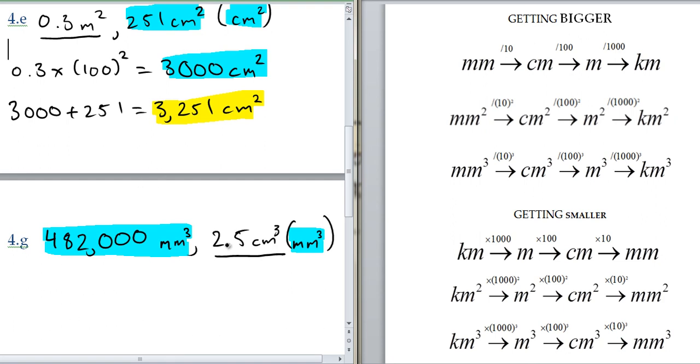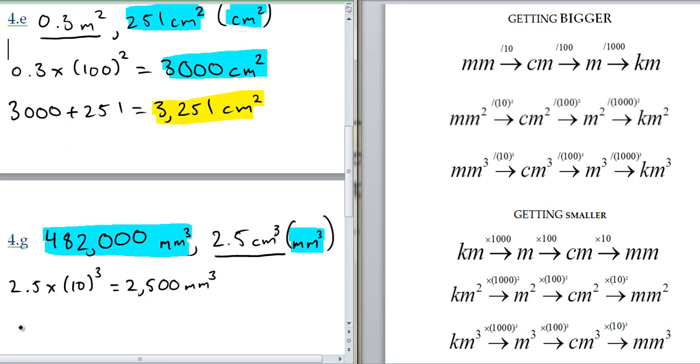Okay, well, to go from centimeters cubed to millimeters cubed, we're getting smaller. So we multiply by 10 cubed. So 2.5 times 10 to the power of 3 equals 2,500, and the unit is millimeters cubed.